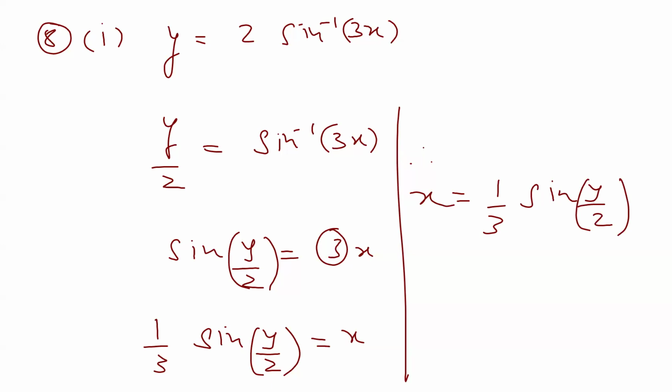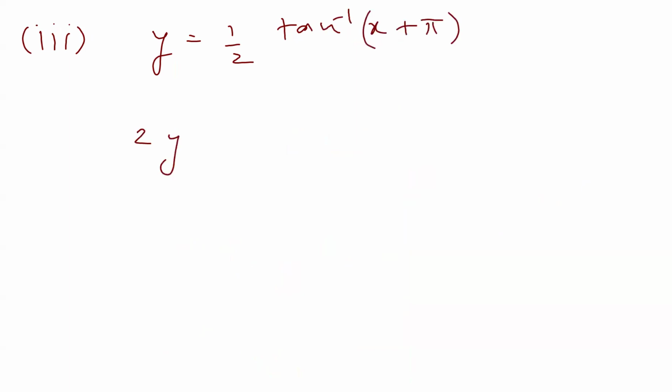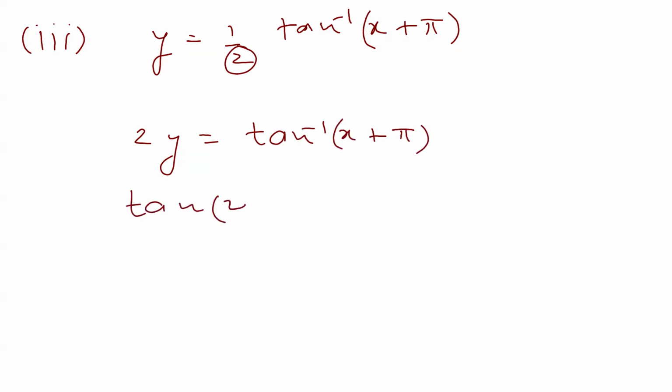Second problem, you can obviously try it on your own. Second sub question, and I'll take you to the third sub question. y is equal to half tan inverse x plus y. First step is cross multiplication of 2 over here. Tan inverse x plus y. So tan 2y is equal to x plus y.